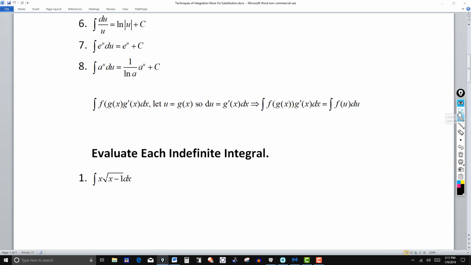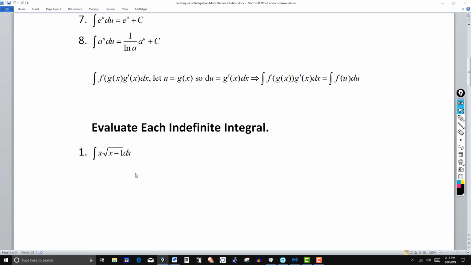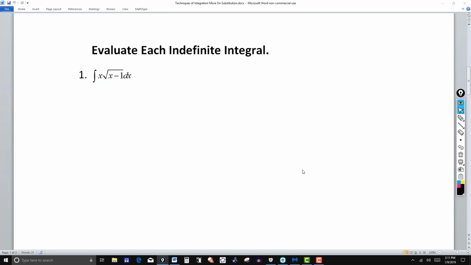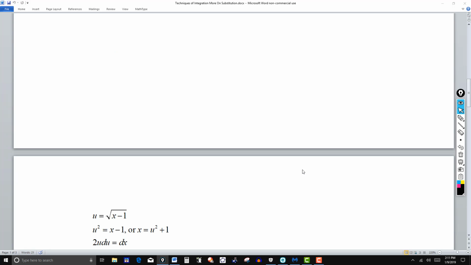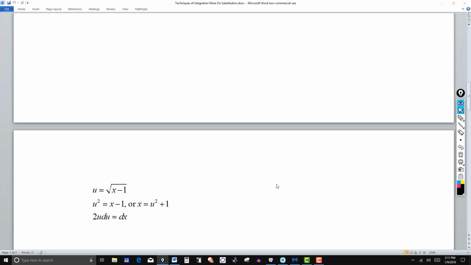Okay, so on this one right here, it's not really clear what to do. So you could say, well, you could let u equal to x. You could let u equal to, say, x minus 1. You could let u equal to the square root of x minus 1 and play around with it. But in order to simplify this the way we want to, here are the substitutions that we need.